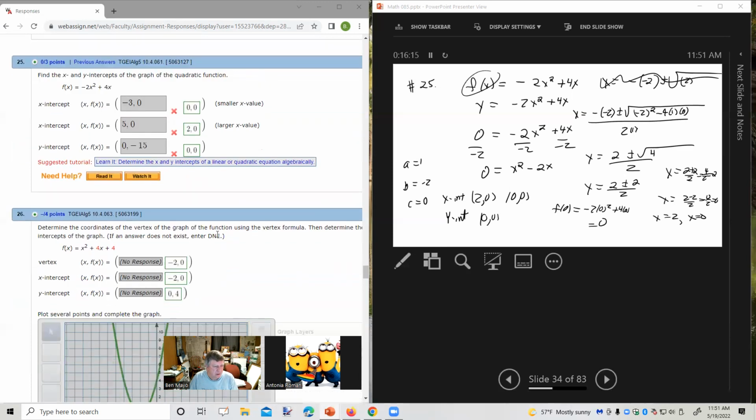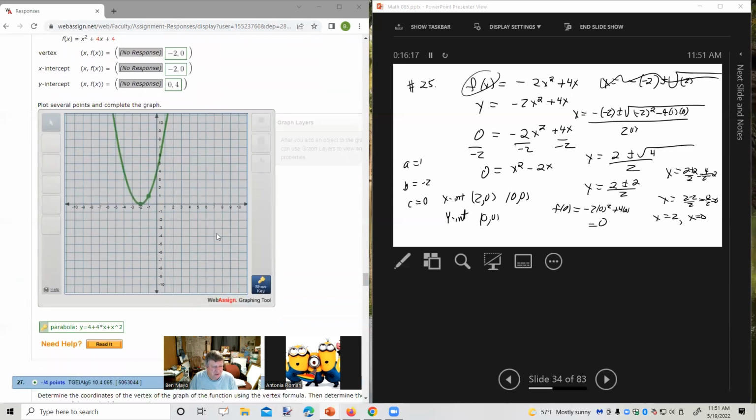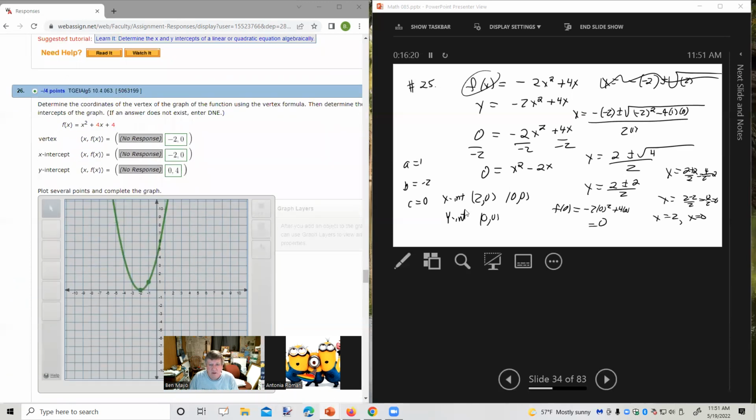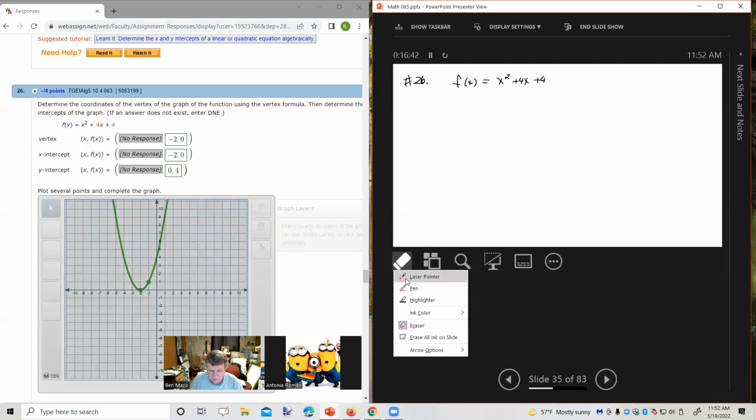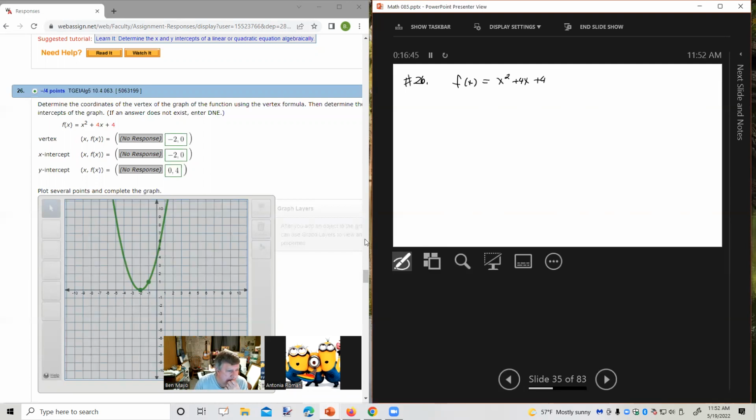Yes. Let's take a look at 26. Okay, so this is that form that we introduced yesterday. Squared plus 4x plus 4. Okay, so A is 1, B is 4, C is 4.